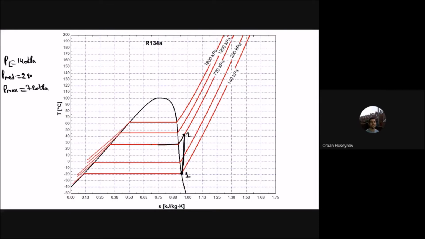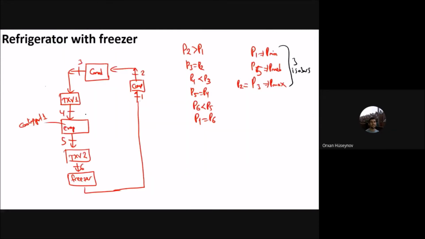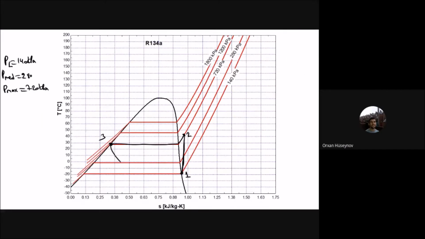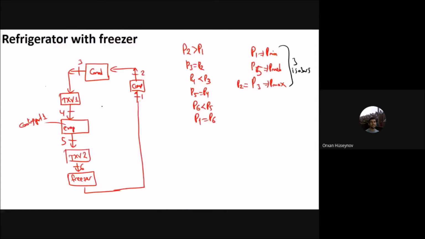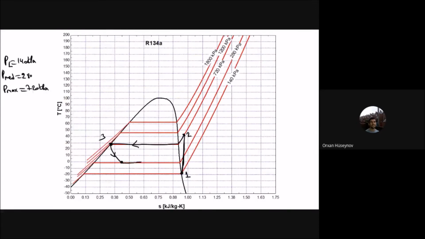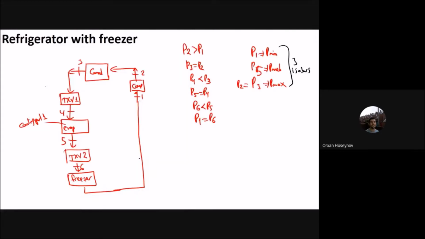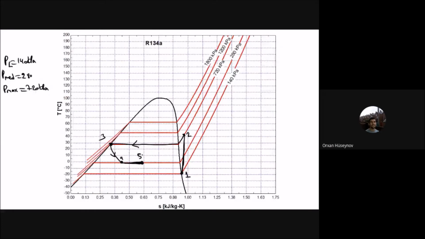And from 2 to 3, you will have the condenser. The pressure is constant. You will have 3 here. And then you have the thermal expansion valve, first one. And for the first thermal expansion valve, you will have the evaporator. For that evaporator, you are doing some amount of cooling here, and you end at 5. This is 4, and this is 5. You can see the temperature here, it is 0 degrees Celsius.